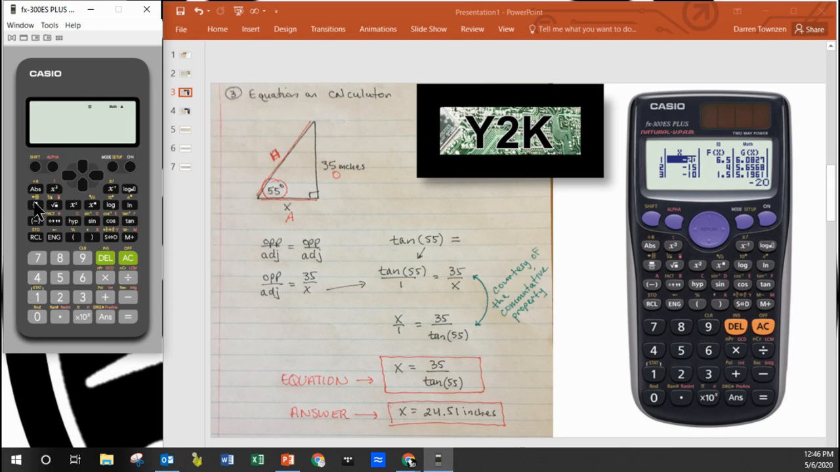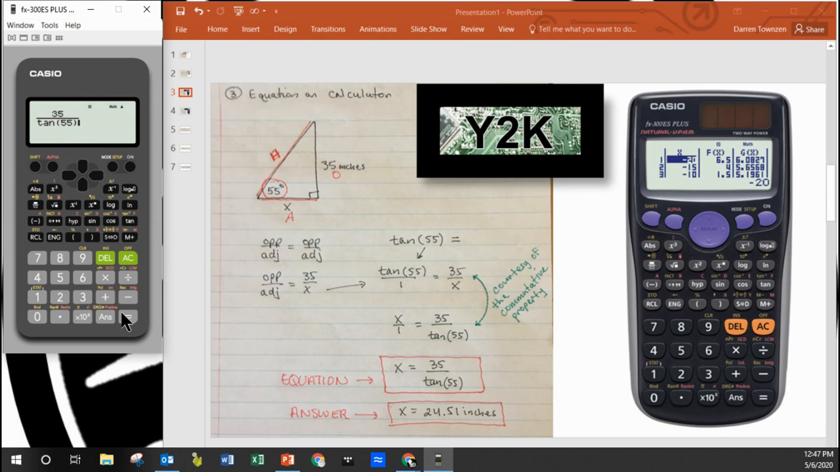So I'm going to hit the fraction button, and on the top, I'm going to put in my 35. And on the bottom, I'm going to put in my tangent 55. And here's where on most calculators, it requires you to close the parenthesis. So there's my equation the way it looks on my paper. And now with these fancy calculators, there's the equation as it looks on the screen. They look exactly the same.